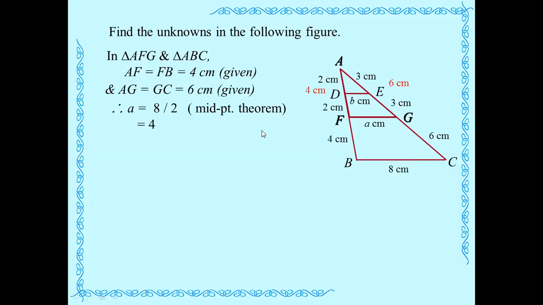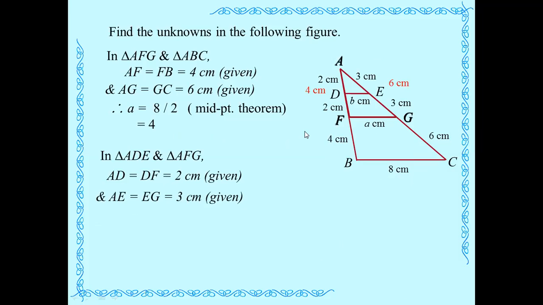Then the next, we consider the triangles on top. Triangle ADE, triangle AFG. Again, it's told on left, AD is equal to DF, 2 cm. On right, AE is equal to EG, 3 cm. So by the midpoint theorem again, we can find the unknown b, which is a half of the length of a. So b is equal to 2.